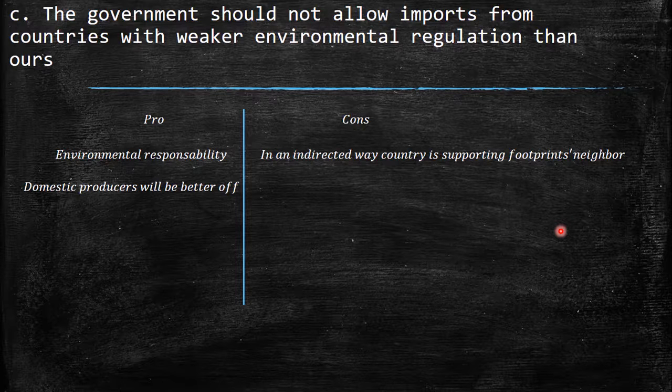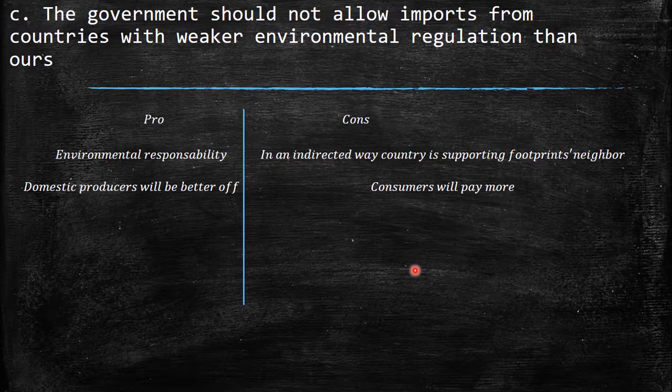So it's supporting pollution, it's supporting environmental problems. So it could be a good way to say that this is better. Actually, it has to be two. This was cons, right? So you can have here like a pro. So they are not supporting, okay, footprints neighbor.